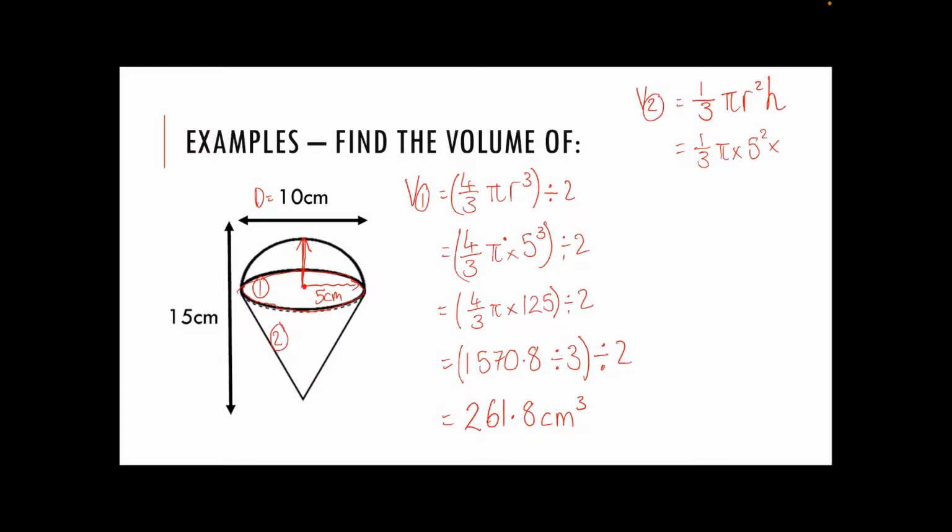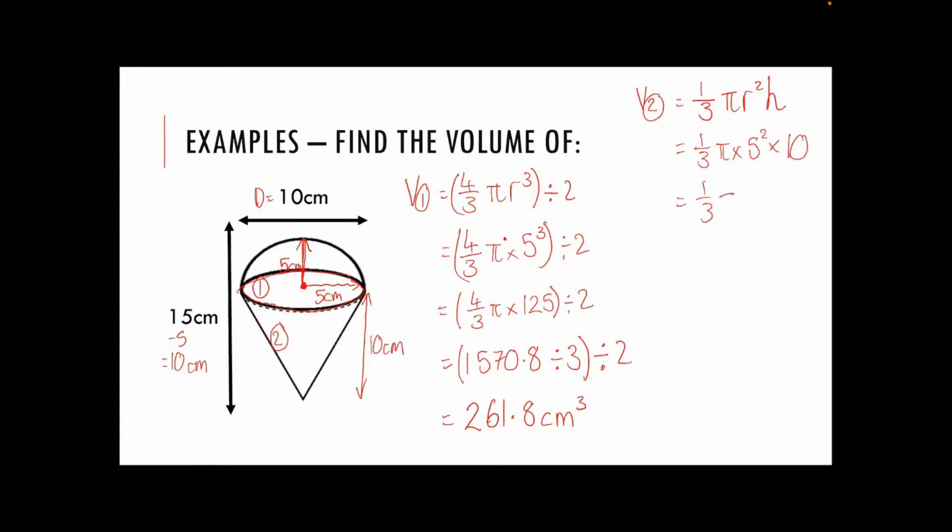The 15 includes this bit of our hemisphere. But if that is going from the centre of the hemisphere up to the edge of our hemisphere, then we know that that's the radius. So that bit there is also 5 centimetres. If I take 5 off, I'm going to get 10 centimetres. So the height of my cone is 10 centimetres.